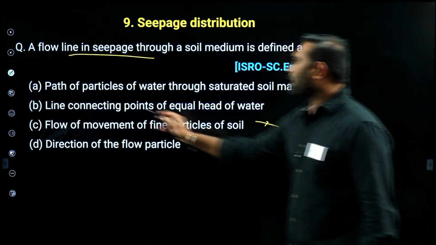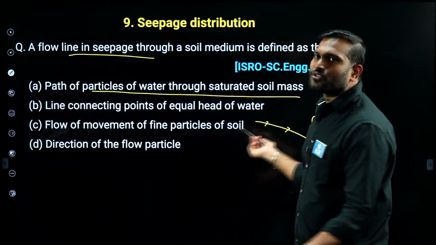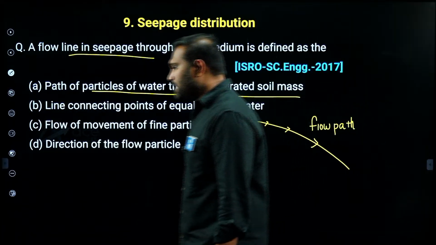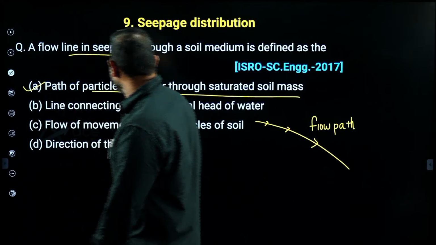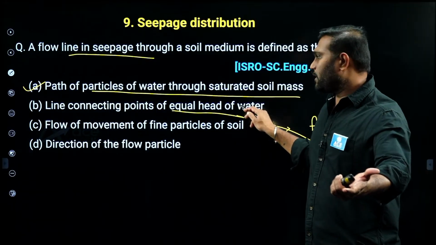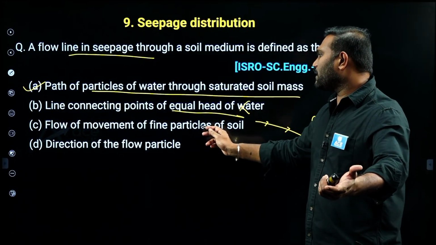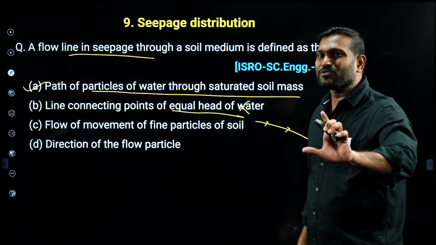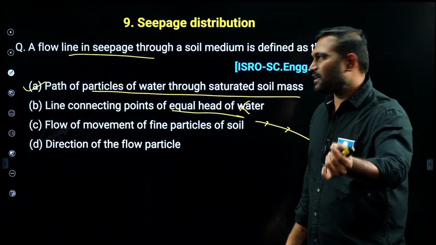So, the path of the particles of water through a saturated soil mass, that's it. So the correct answer is option A. Line connecting points of equal head, that is an equipotential line. Flow or movement of fine particles of soil: it's not movement of soil particles, it's a movement of water.